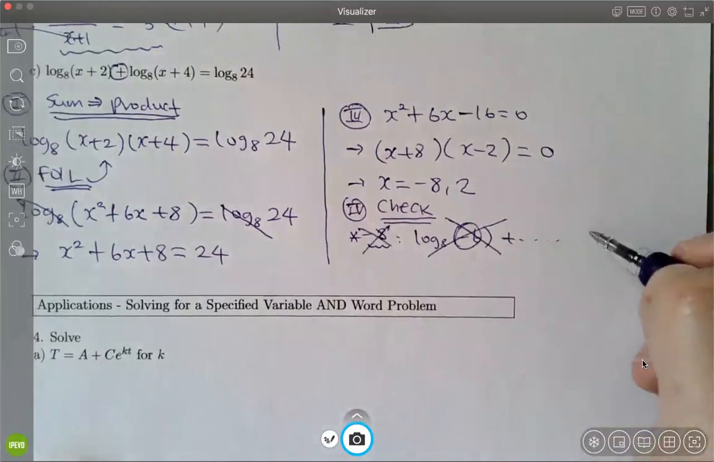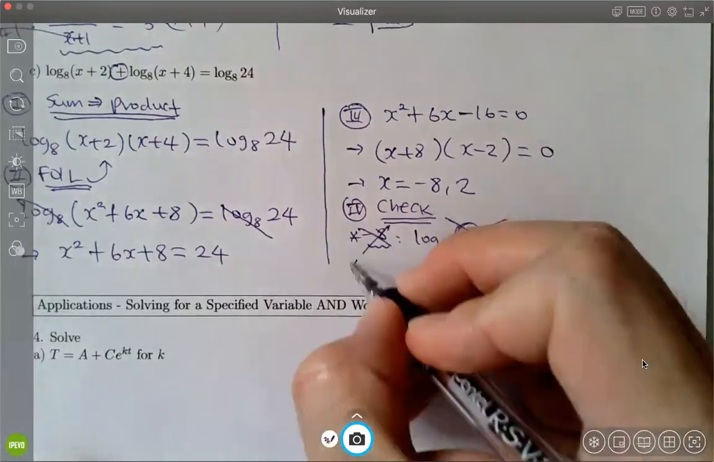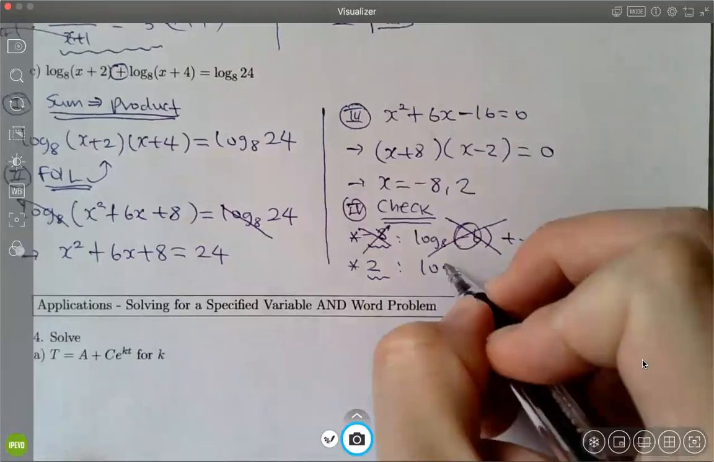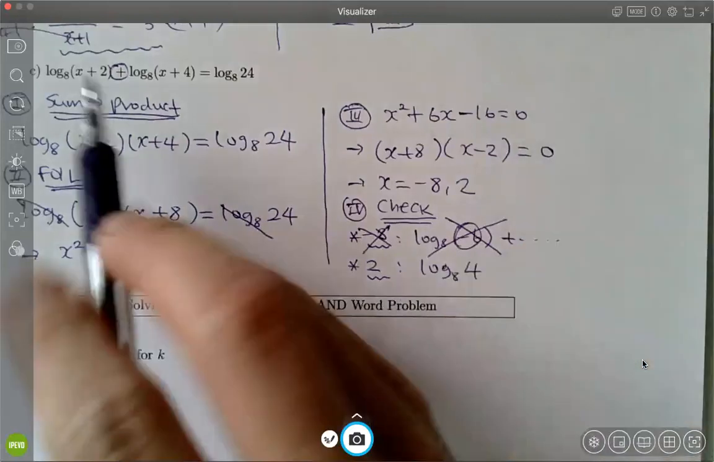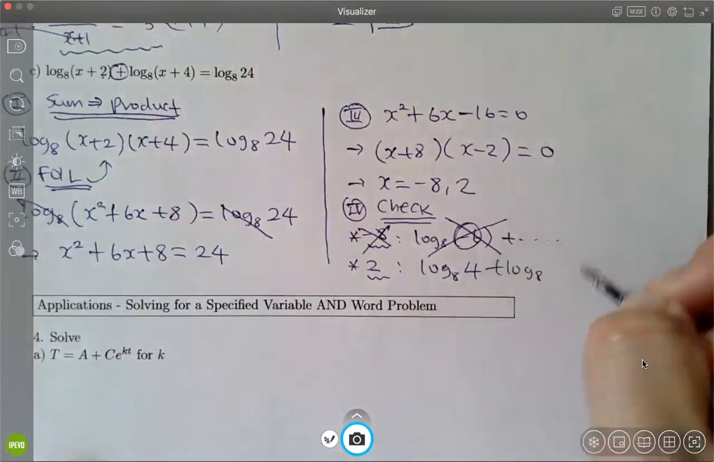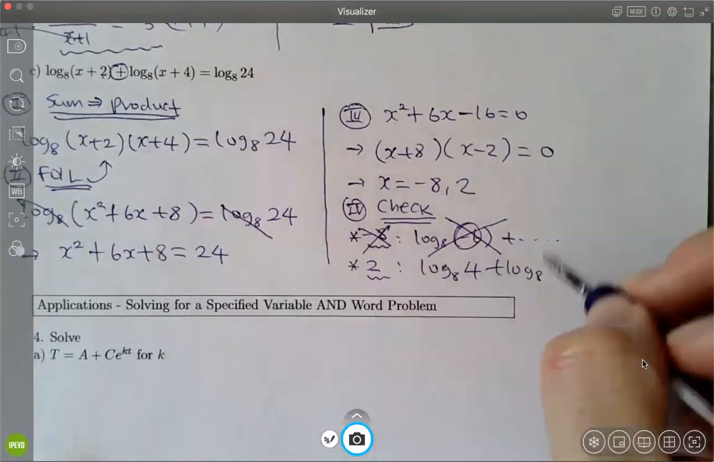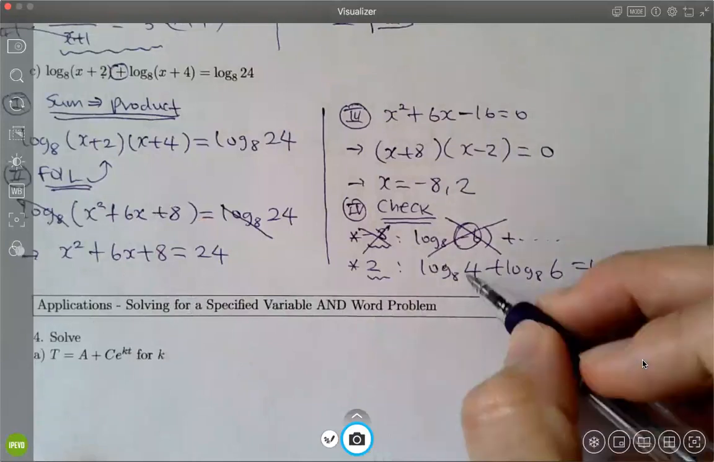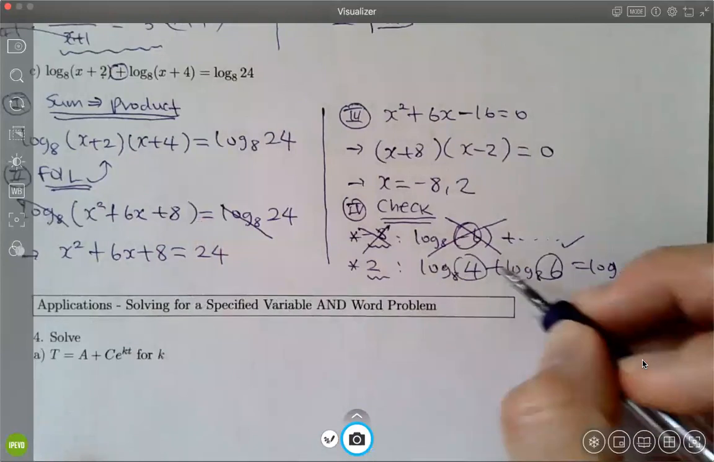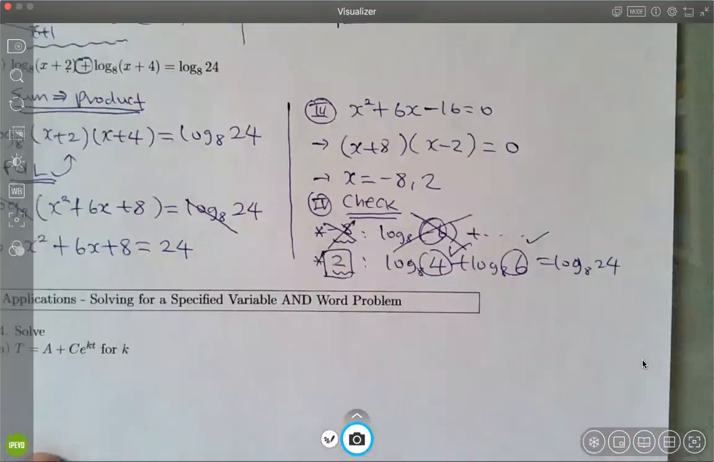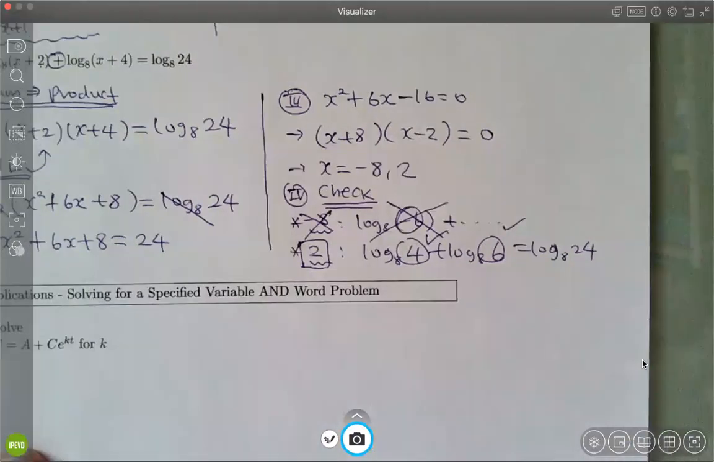Okay, and now for the other number, 2. So what do you get? Log 8 and then 4. Okay, so that's good. And then plus log 8 and then 2 plus 4, so that's 6. Okay, so that's good as well. So what do you notice? So since these are good, this is also good, right? Okay, so what does that mean? This is the answer, right?